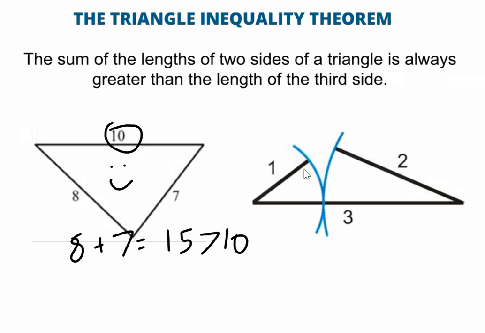If the numbers are not bigger, like let's say 1 plus 2 equals 3, well then that is the same as this side, and you can see here how they would hinge up and down, they would not connect here, and that would not be able to form a triangle.